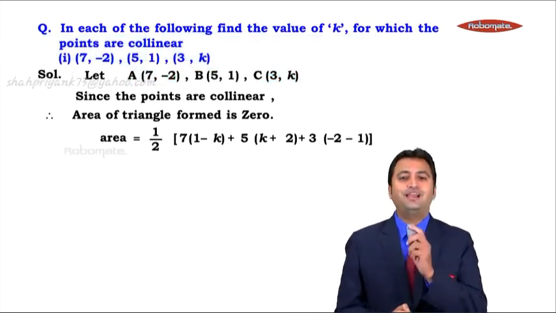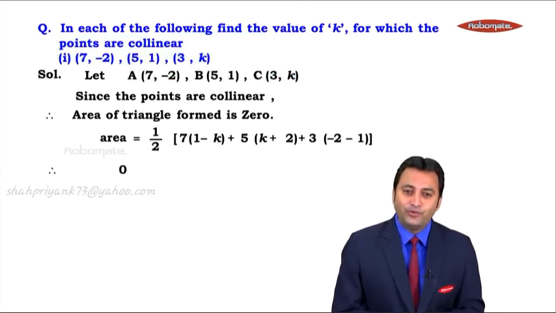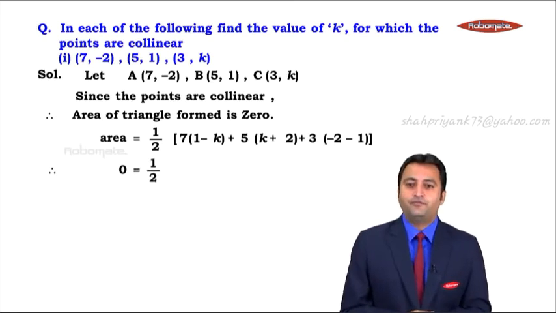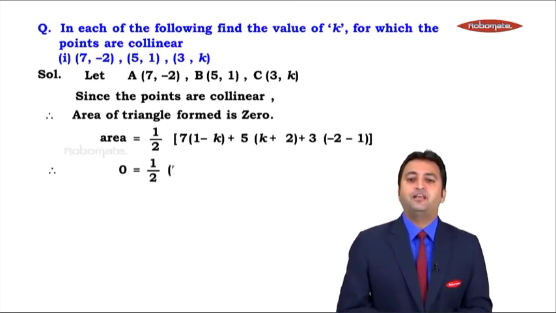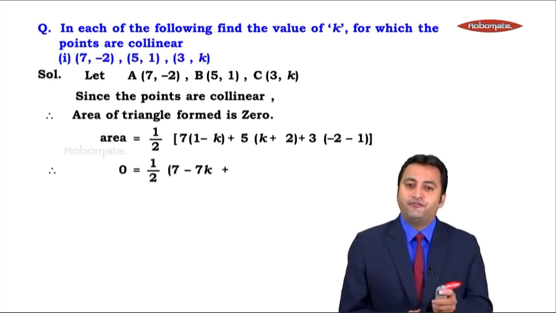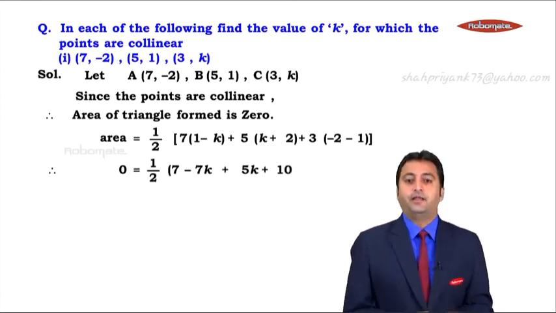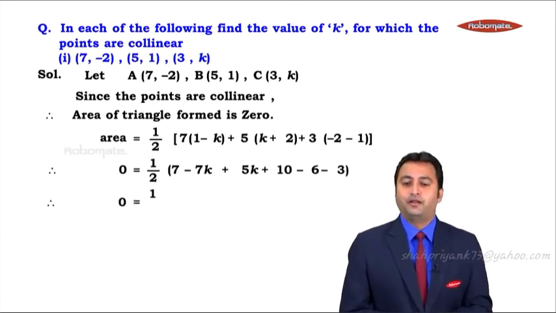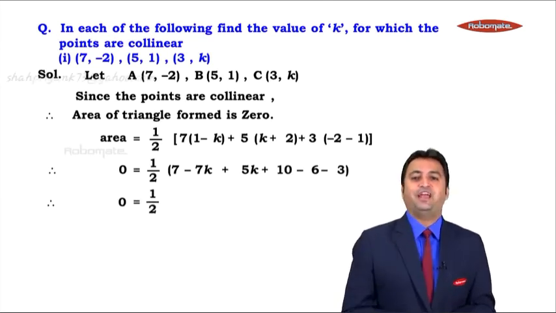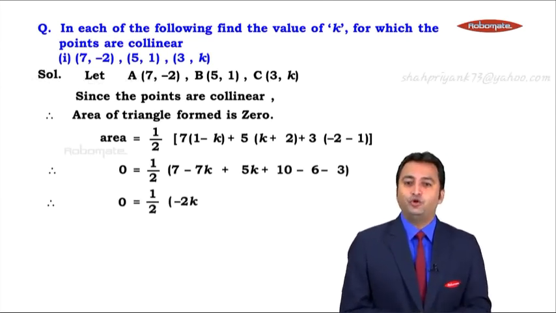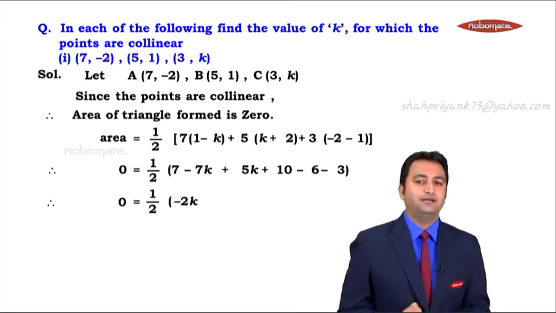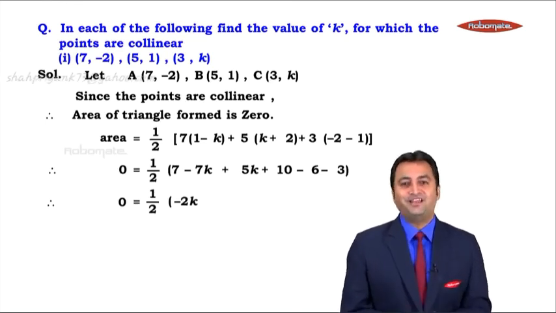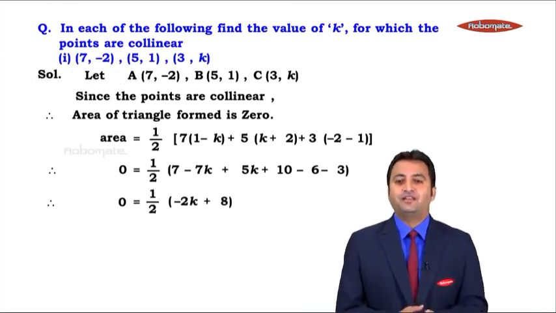Now children, on the left hand side area we can write 0 because we have already discussed it. On the right hand side, let us open the brackets. Half, look at the first term. 7 minus 7k. Second, 5k plus 10. Third, minus 6 minus 3. 0 is equal to, inside the bracket, look at the like terms, minus 7k and plus 5k will give you minus 2k. And when you take all the numbers together, that is 7 plus 10, 17. Minus 6 and minus 3 is how much? Minus 9. 17 minus 9 is nothing but 8.